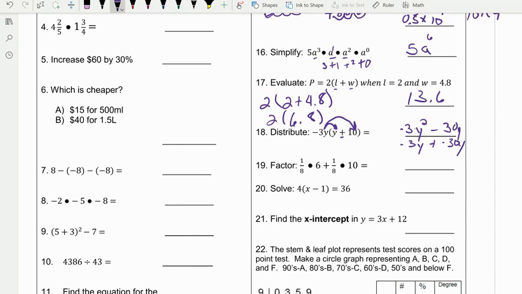Factor. Factor is when you are pulling something common out of both terms. Remember, term plus sign. So 1/8 times 6 is one term, 1/8 times 10 is the other term. And so we're going to pull what's common to both, and that's the 1/8. So this is going to be equal to 1/8.